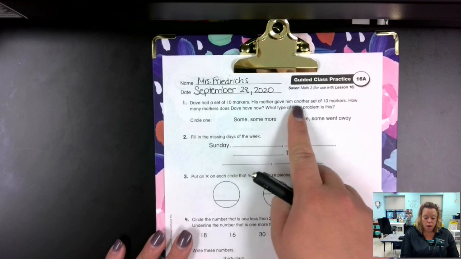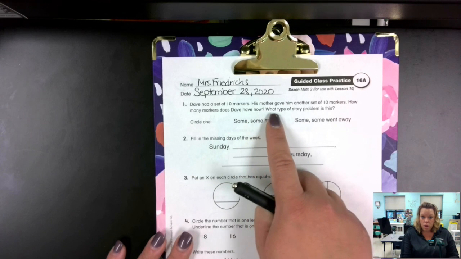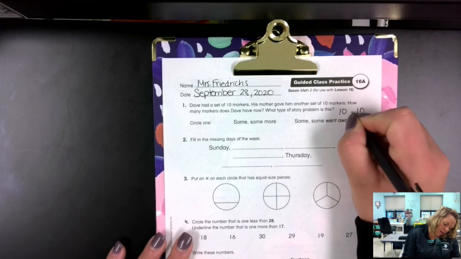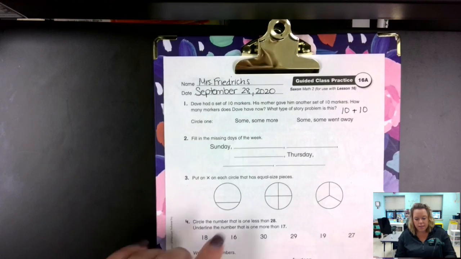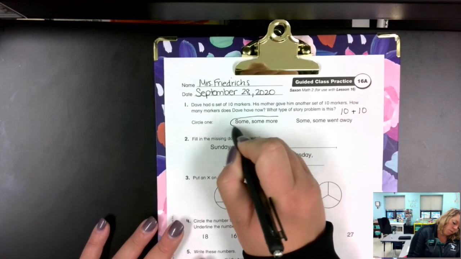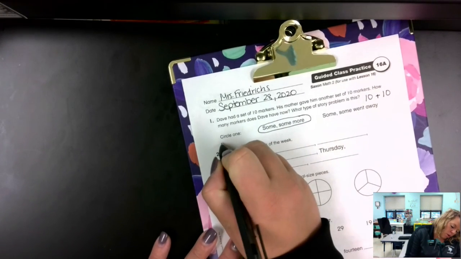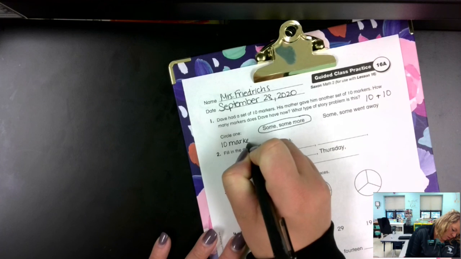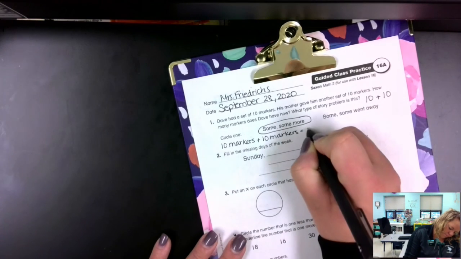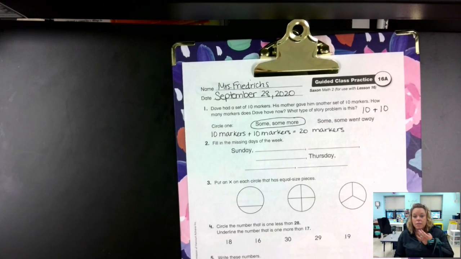His mother gave him another set of 10 markers. How many markers does Dave have now? What type of story problem is this? So he had 10. His mother gave him 10 more. Is that a some more or a some went away? Hopefully you started circling some more. 10 markers plus 10 markers. 10 plus 10 is 20. Below, I'm just gonna write the problem out because it's really good practice for us to start doing that. It's really good to start writing that underneath.